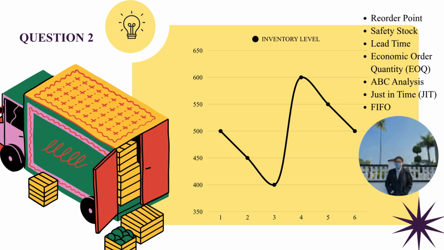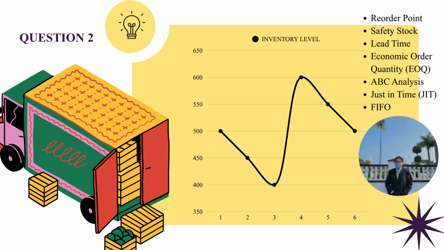The second critical number is safety stock. Safety stock is the extra inventory kept to protect against uncertainty in demand or supply. The formula for safety stock is maximum daily sales minus average daily sales, multiplied by lead time, or a simpler rule of thumb is safety stock equals average daily sales multiplied by 7 days. Without safety stock, any unexpected spike in demand or delay from your supplier will cause a stockout.